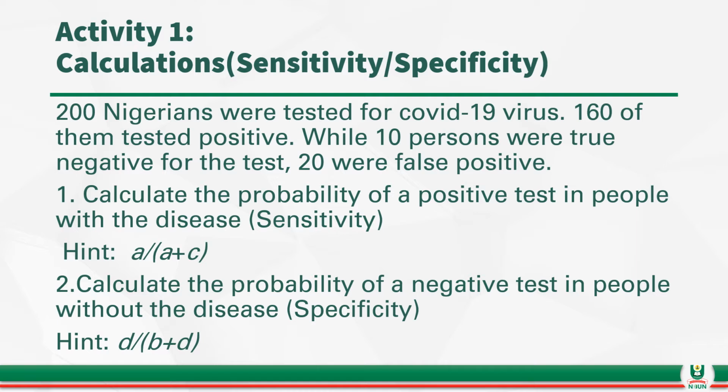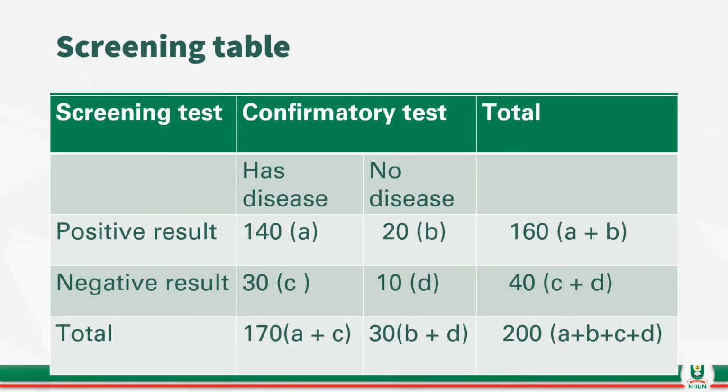Now you look at the hint on the first calculation, A over A plus C, and the hint on the second calculation, which is D over B plus D. We will try to put the numbers in the table and see how we can calculate it. So look at the screening table and see how we're putting the numbers. The question says that 200 Nigerians tested for COVID-19. In that 200, 160 tested positive. That's what the question says.